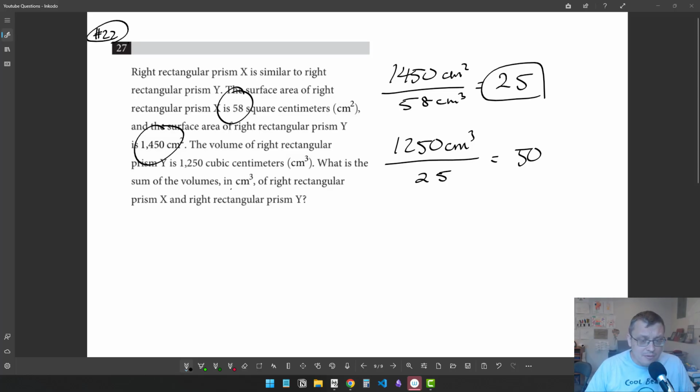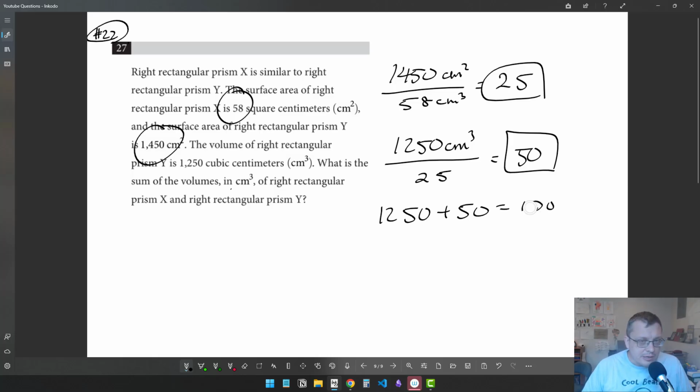So they want the sum of the volumes. We'll add these together and we get 1,300. Seems very clean and very easy. And we put it down and unfortunately it would be wrong. So this is not a way that works, even though it feels like it should.